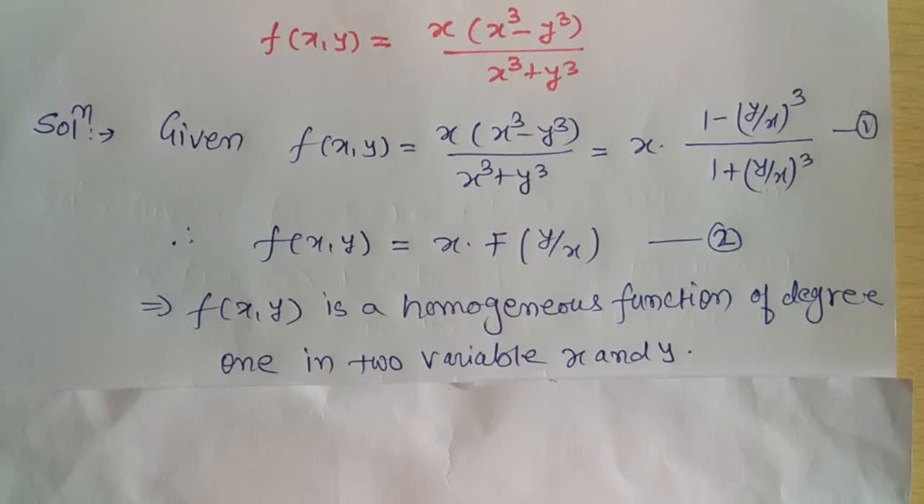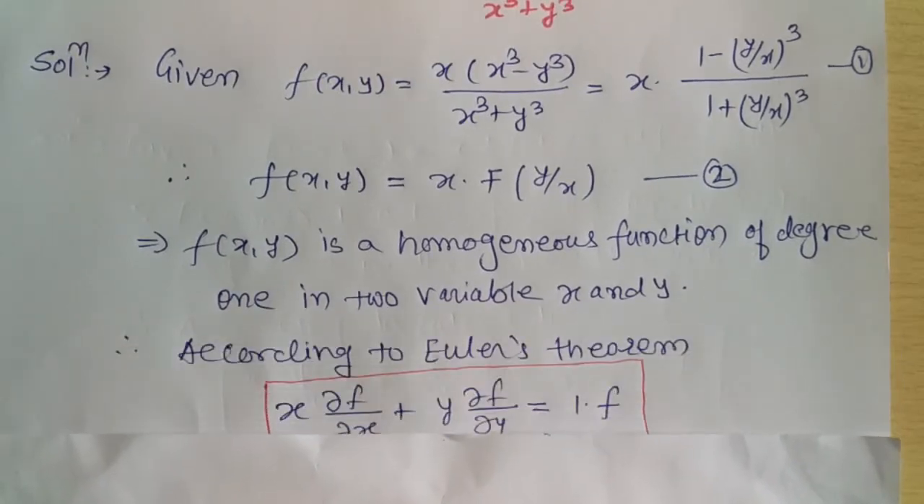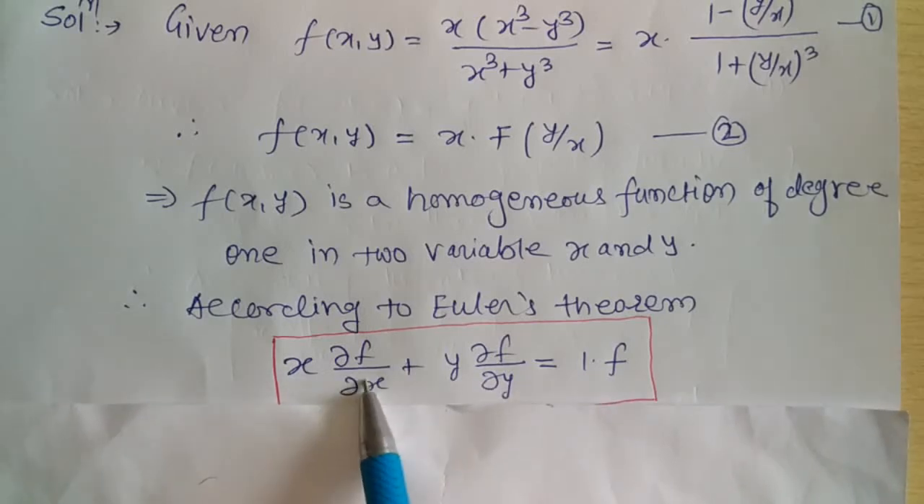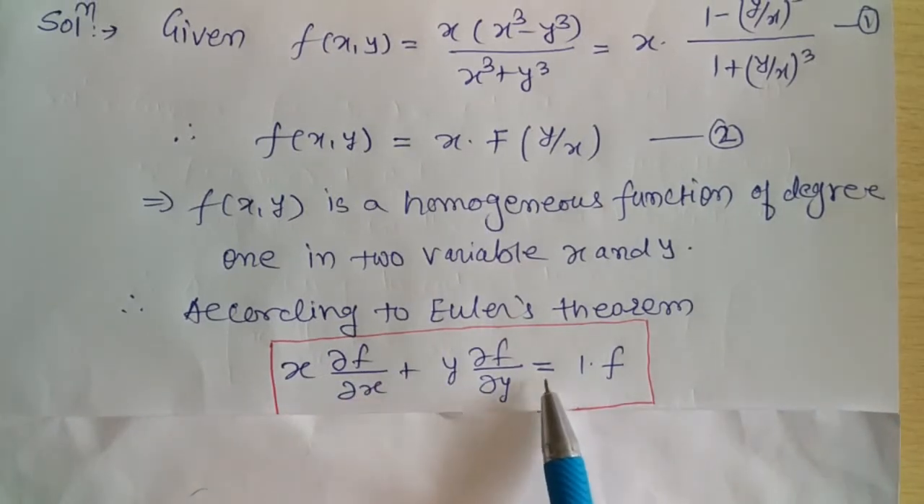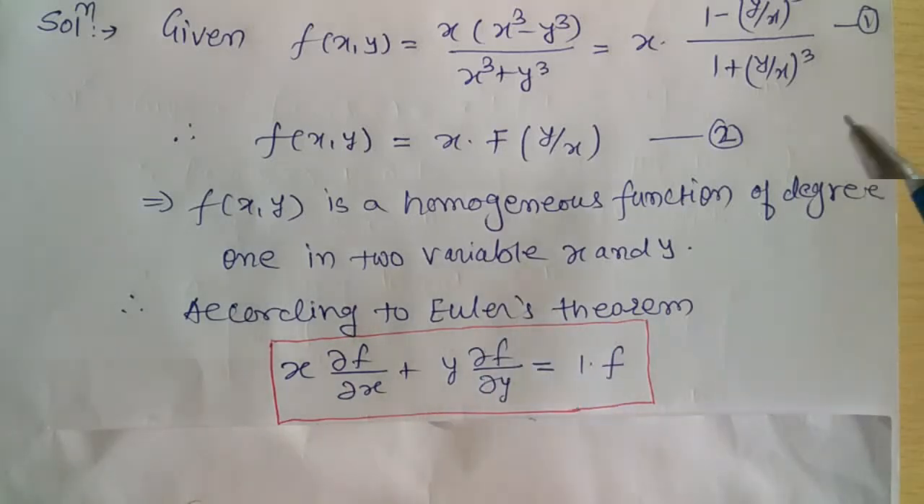Now according to Euler theorem for a homogeneous function of degree 1 in two variables, the expression of Euler theorem is x del f by del x plus y del f by del y equal to 1 into f. So if we establish this relation for the given function, then we say the Euler theorem is verified.